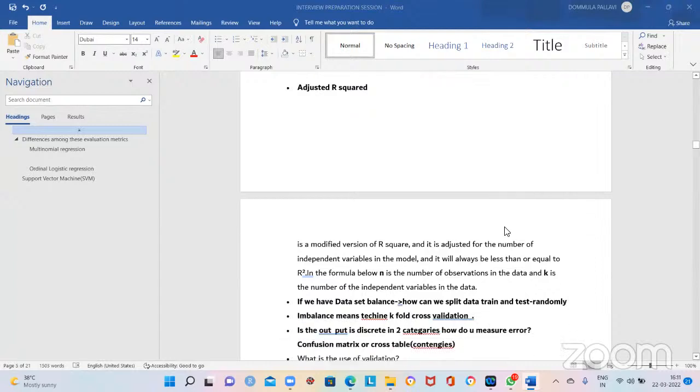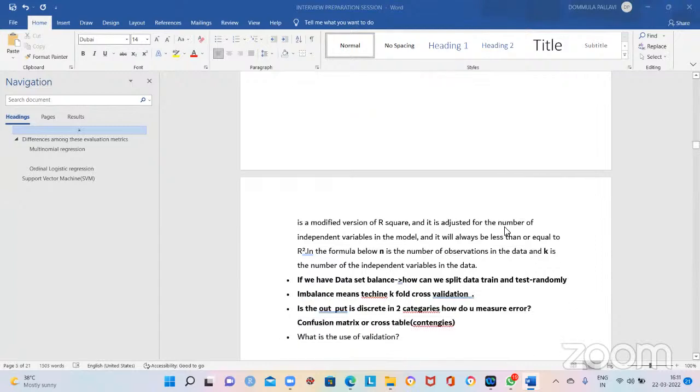Adjusted R squared is a modified version of R square, and it is adjusted for the number of independent variables in the model, and it will always be less than or equal to R square. In the formula below, n is the number of observations in the data and k is the number of independent variables in the data.